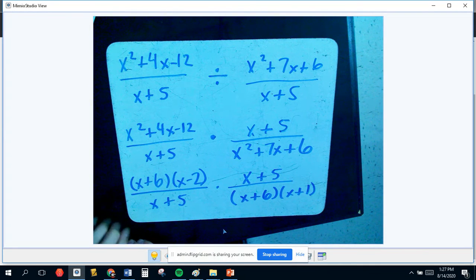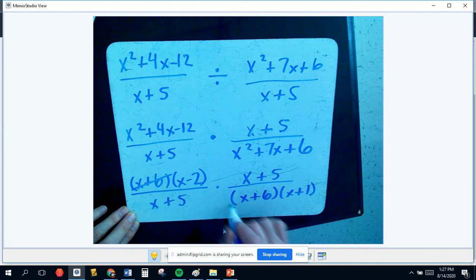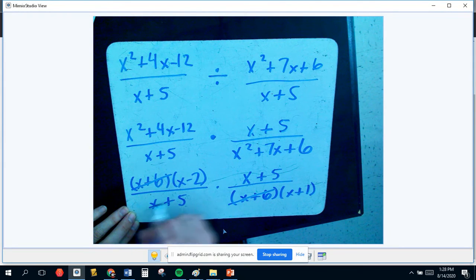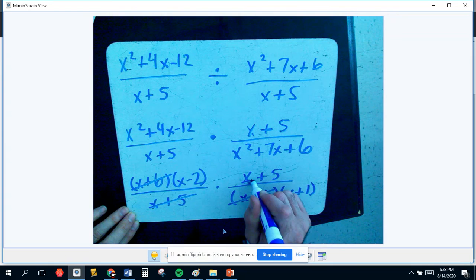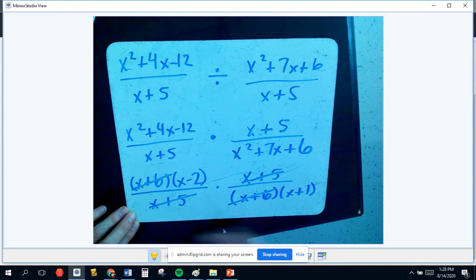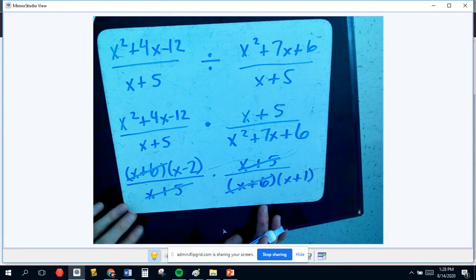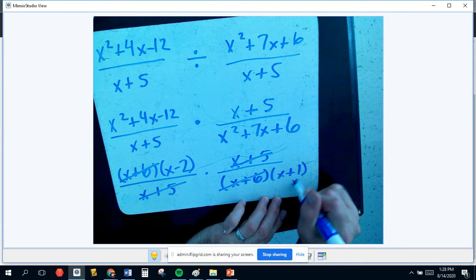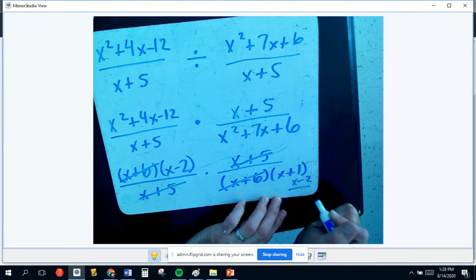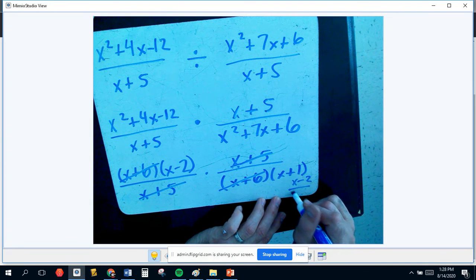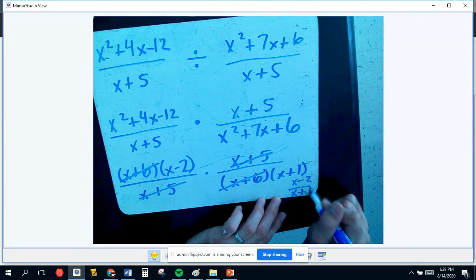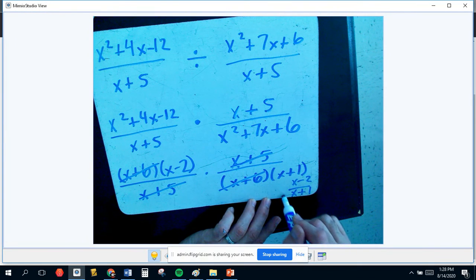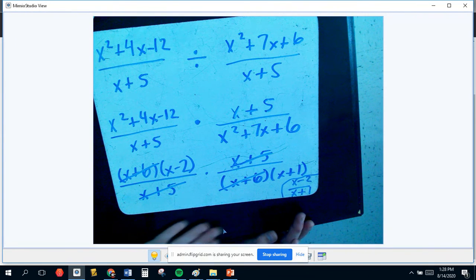And to finish this off as before, if you see duplicates on top and bottom, then cross them off. Not top and top, not bottom and bottom. It's got to be one from the top, one from the bottom. And this one has very much the same appearance as the previous one. I'll squeeze my answer down here. x minus 2 is all that remains on top. Don't need the parentheses anymore. It's the only factor left. x plus 1. So this down here in the far corner is my quotient.